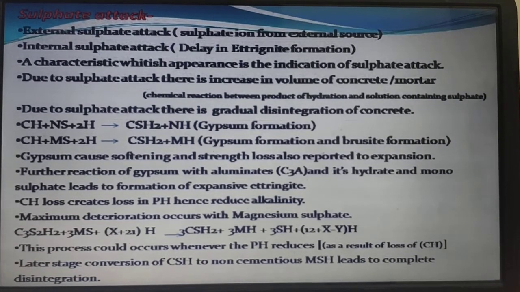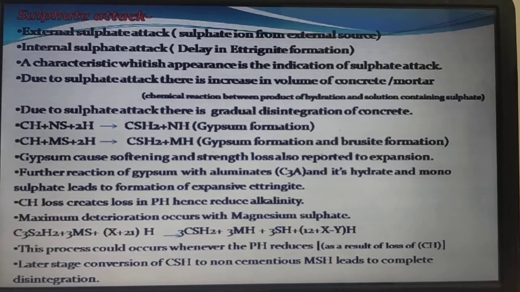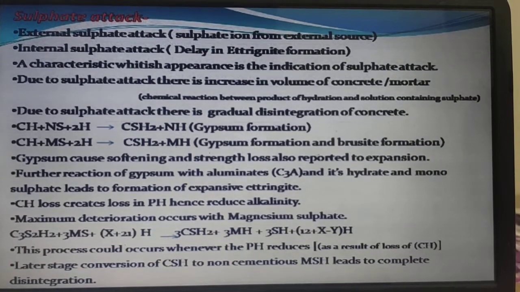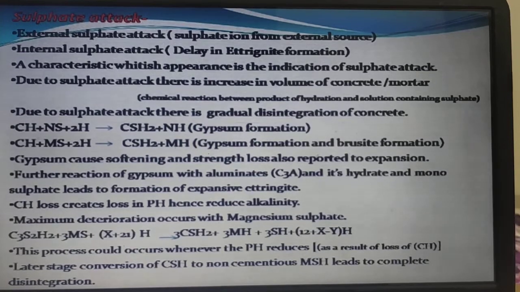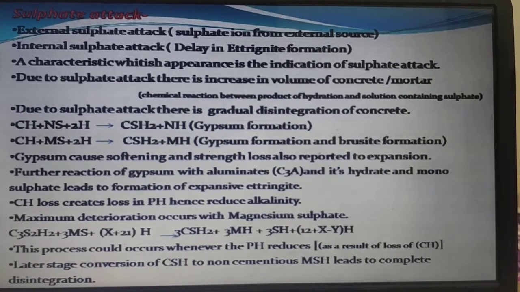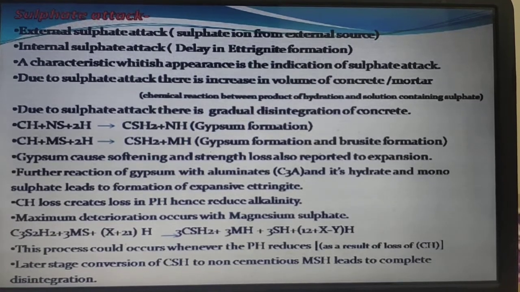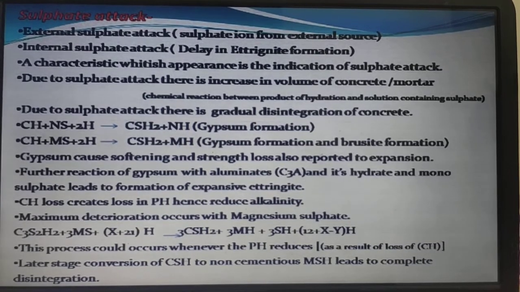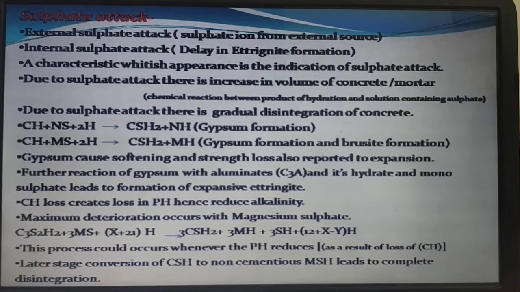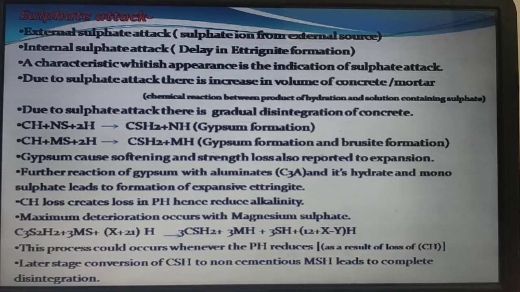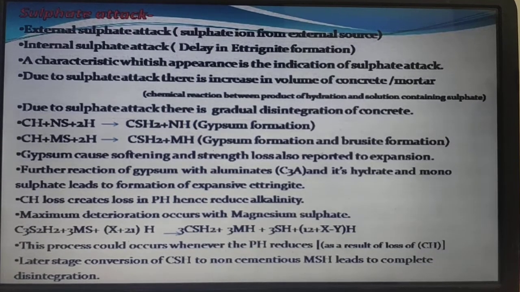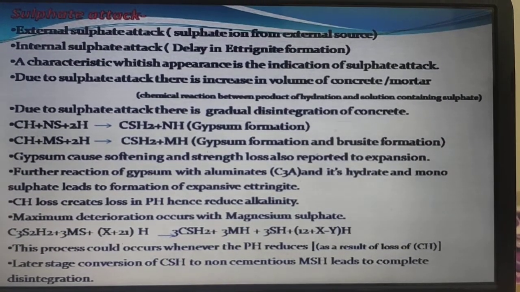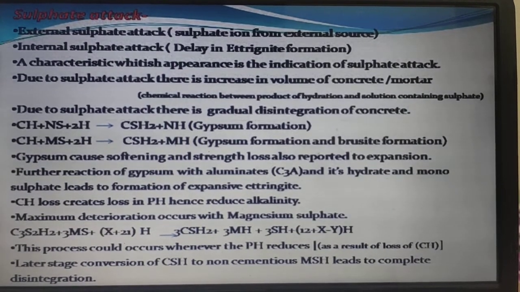There are different sources of sulphate attack. What are those sources? The external sources and the internal sources. External sources include agricultural soil. Due to the use of fertilizers in the agricultural soil, the sulphate content in that soil increases. If we construct a structure in such soil, there is definitely a chance of sulphate attack. For internal, if you use seawater for the preparation of concrete, there may be chances of sulphate attack, which comes under internal sulphate attack.